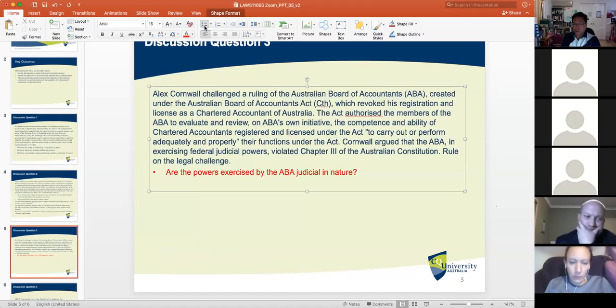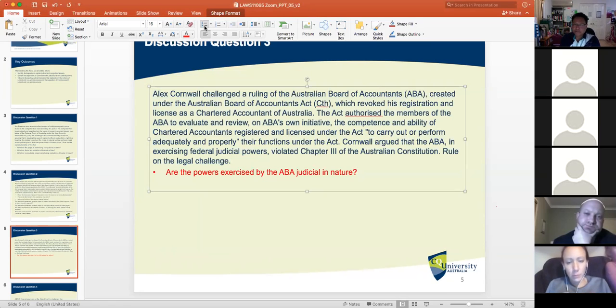Toward a final assessment, you need to identify that as a legal issue in the first place. But we assume for the moment that the Commonwealth Parliament has the power to legislate on that subject matter, because it does, which you will see later on. So for now, the basic legal issue that we have is: are the powers exercised by the ABA, particularly its power to revoke the registration and license of a chartered accountant of Australia, judicial in nature, or does it involve the exercise of judicial power?